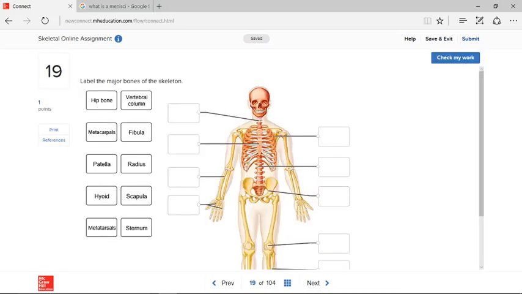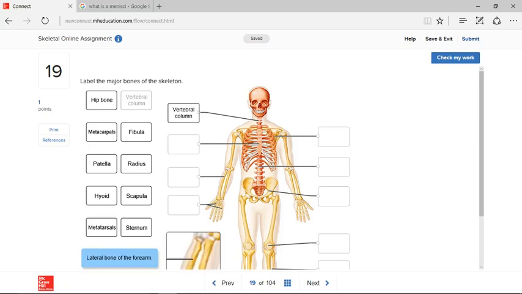Label the major bones of the skeleton. Right here, what do we got? Oh, it's vertebral. Okay, I was looking more towards, like, I don't know what I honestly was thinking. Radius, that is the lateral portion of the hand. So that is obviously going to be the radius right here. I believe that's where it's pointing. Yep, that is.